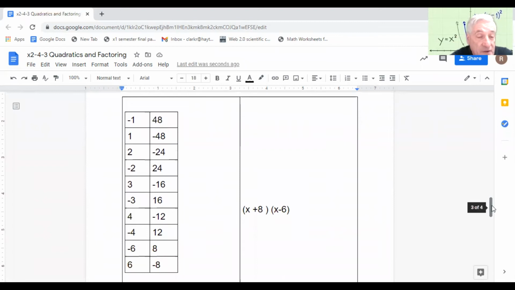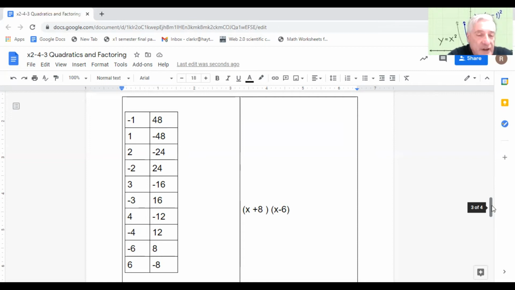Minus 1 and 48, way more than 2. 1 and minus 48, way less than 2. 2 and 24 cannot get a 2. Negative 2 and 24 cannot get a 2. Negative 3 and 16, 3 and 16, cannot get 2. 4 and minus 12 gets us negative 8. Minus 4 and 12 gets a plus 8. We're still not there. What are the only factors left?